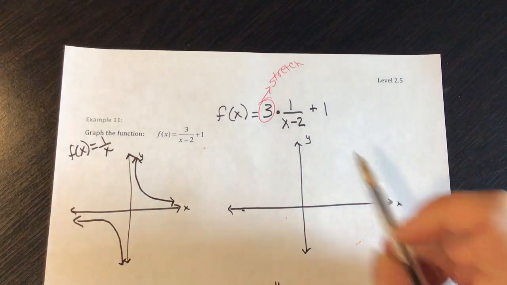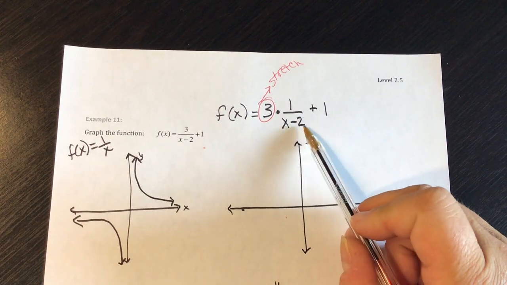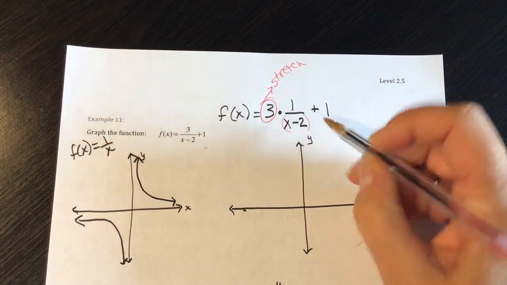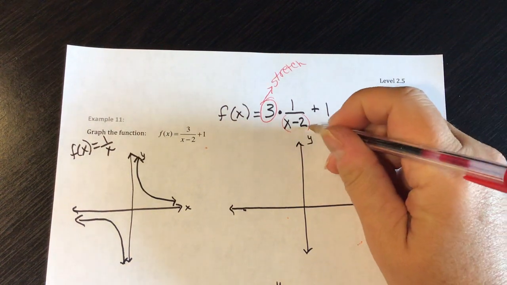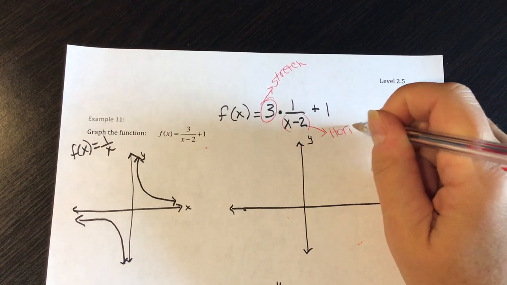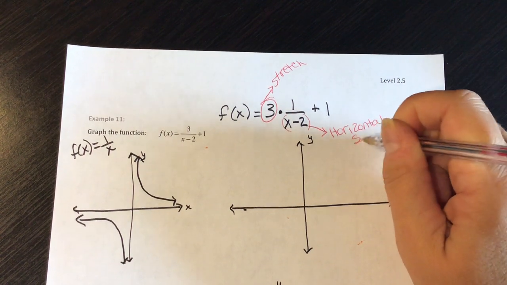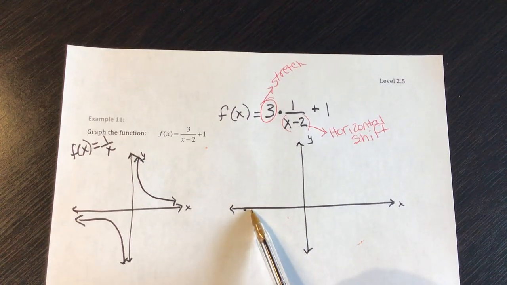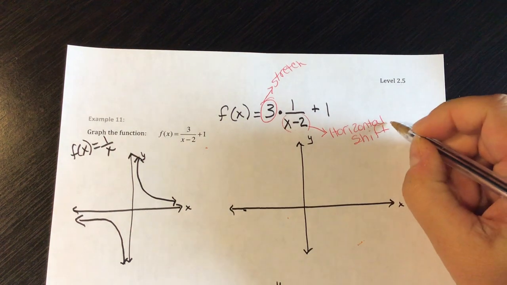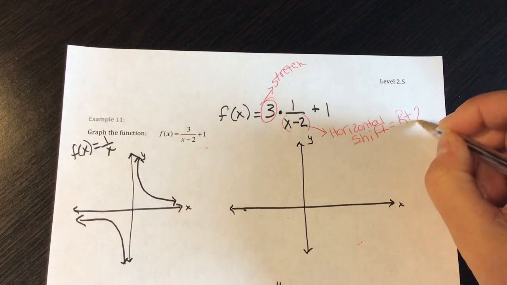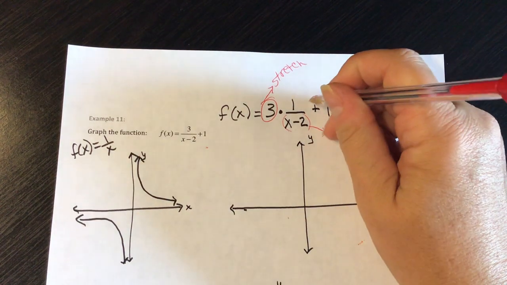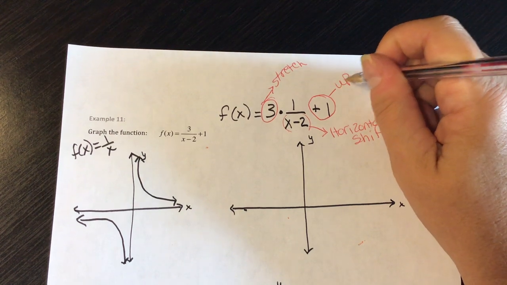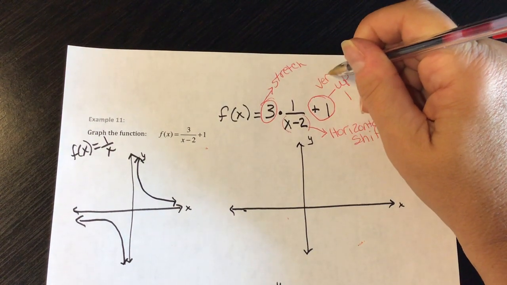Now this would be a 2 inside the function with x. So inside the function with x, this is my horizontal shift. And this will tell us to move 2 not in the negative direction, but in the positive direction. So this means I'm going to move right 2. And this part tells us I'm going to move up 1. And this is my vertical shift.